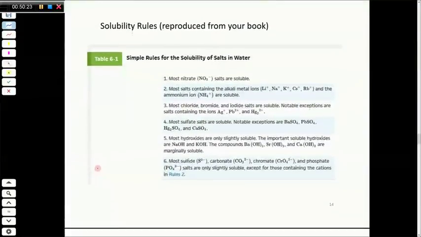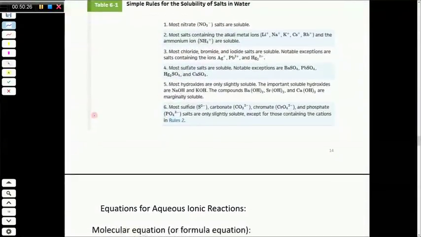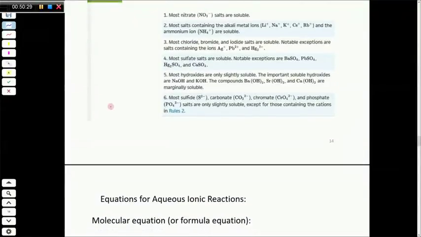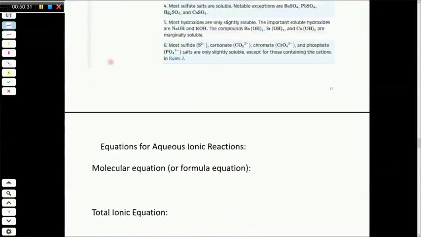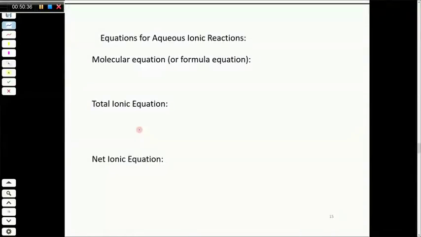This is from your book, so if you don't have the book, you can see it here. And again, there's a few more things in here than what I gave, but I think I tried to organize them in a little bit more logical fashion. So you just have to learn those. But let's go through then how to write the chemical equations for precipitation reactions, aqueous ionic reactions.